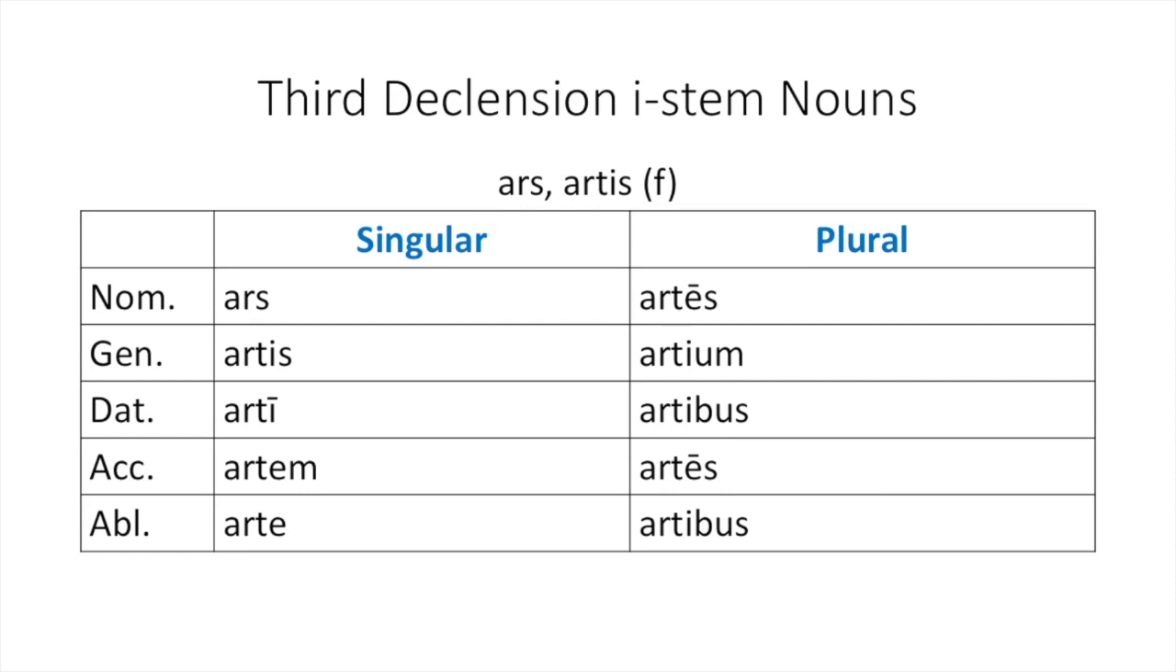And remember, because it's feminine, the only form that is different from your normal third declension endings is your genitive plural, which has that IUM in there, artium. Once you've checked these and made sure they're all correct, you can move on to your next example for practice.